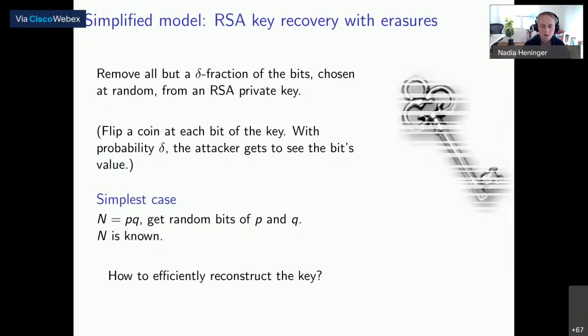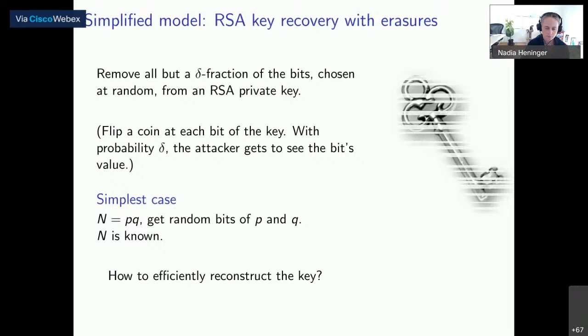So our simplified model for RSA key recovery, I'll start with the simplest possible model, which came out of the cold boot attacks, which was my first publication in security. That is, you have access to an RSA private key, but some fraction of the bits have been removed. Formally, we can say we remove all but some delta fraction of the bits chosen at random from this key. You could model this by flipping a coin for each bit of the key, and the attacker gets to see the bit's value with probability delta.